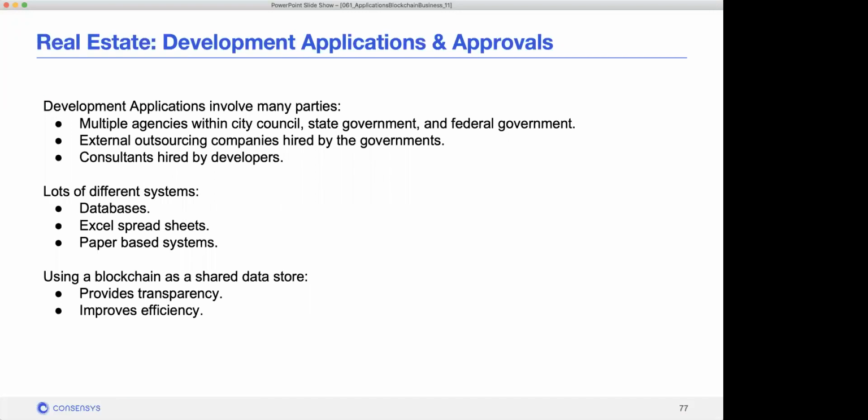Development applications and approvals is another big area. I've had multiple organisations present use cases and proposals, and some are in proof of concept stage. And I believe in Dubai, they've actually deployed their systems for development application and approval. Development applications invariably involve multiple agencies, and there are lots of different systems involved, and it's a bit of a mess. So if you can use the blockchain, then you're going to provide transparency and improve efficiency.